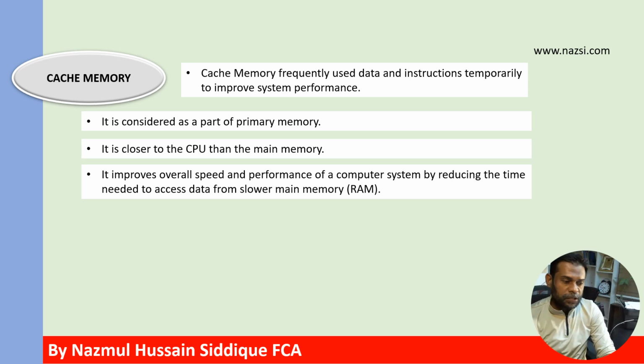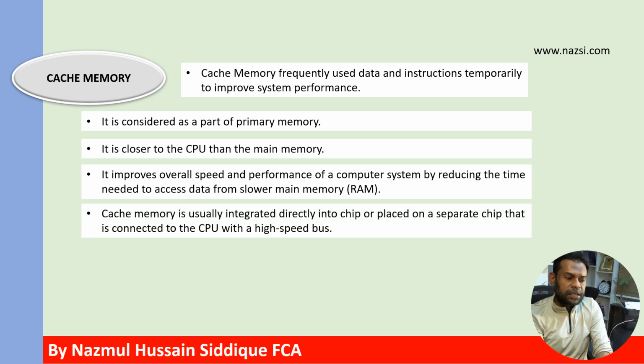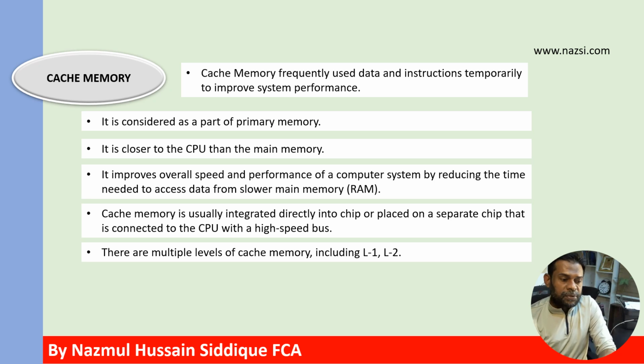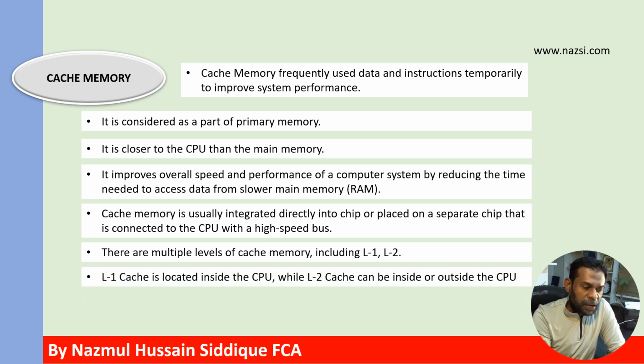It improves the overall speed and performance of a computer system by reducing the time needed to access data from the slower main memory, RAM. RAM means random access memory. Cache memory is usually integrated directly into the chip or placed on a separate chip that is connected to the CPU with a high-speed bus. There are multiple levels of cache memory, including level 1 and level 2. Level 1 cache is located inside the CPU, while L2, that means level 2 cache, can be inside or outside the CPU.